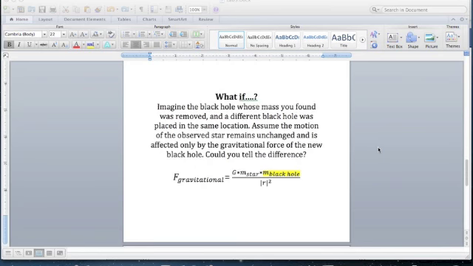What if the black hole whose mass you found was removed and a different black hole was placed in the same location? Assume the motion of the observed star remains unchanged and is affected only by the gravitational force of the new black hole. Could you tell the difference? To answer this, we must look back at the gravitational force equation. Since the motion of the star remains unchanged, we can assume that F gravitational has not changed. In order for this to be true, none of the constants on the right side of the equation can change, which means that we would not be able to tell the difference because the mass of the black hole would have to be the same.